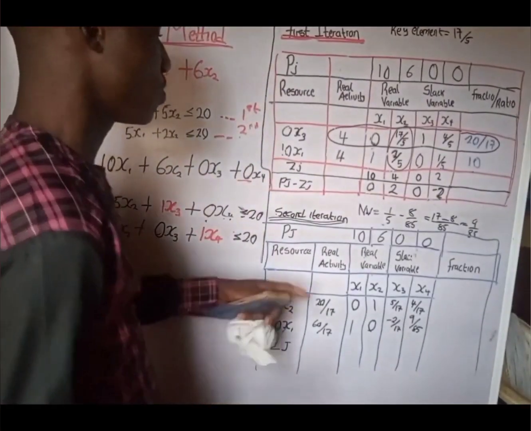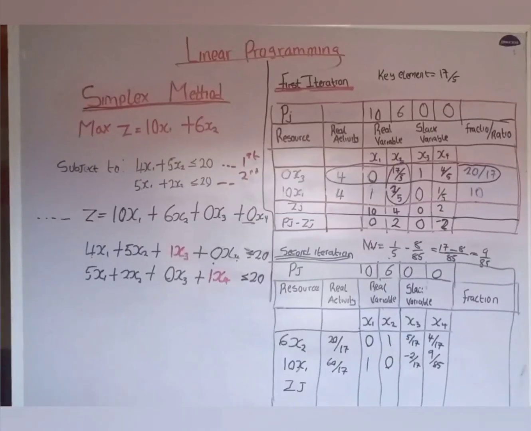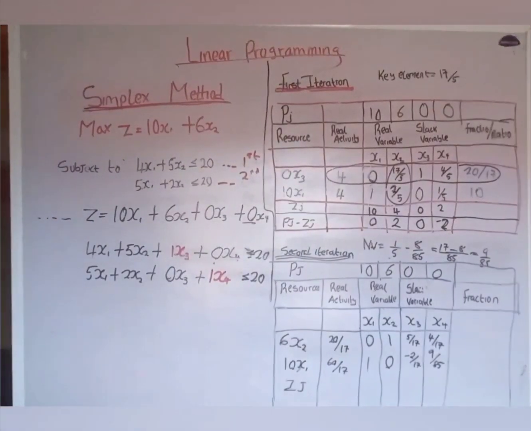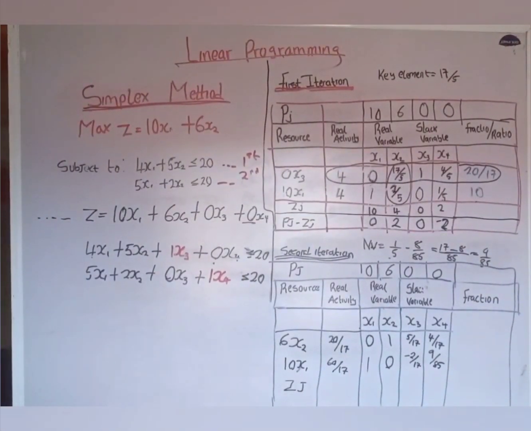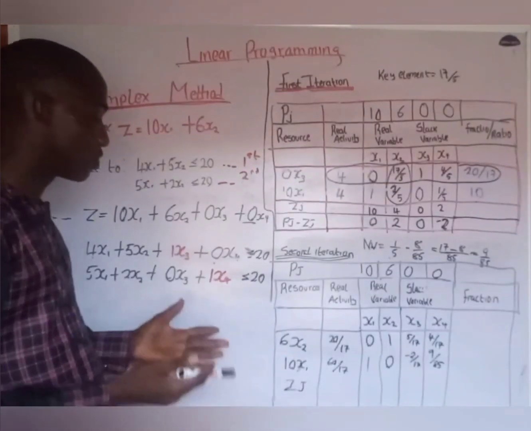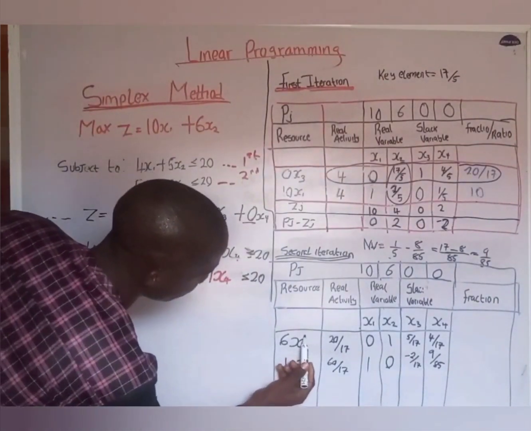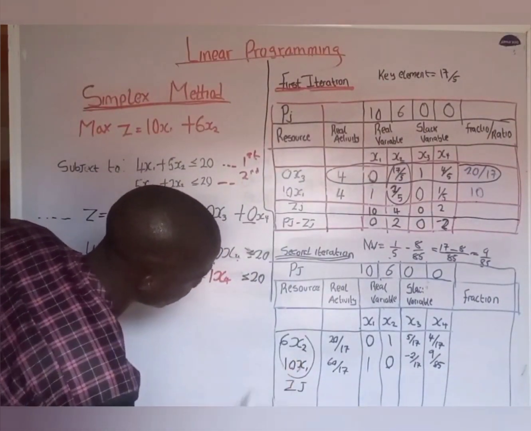Now this is the table of my PJ. Now how do I find the table of my ZJ? Okay. Now let us get the value of ZJ. If you want to get the value of ZJ, the value of ZJ will be the addition of this and this. How do we add this?